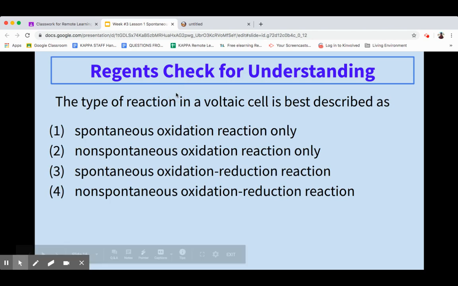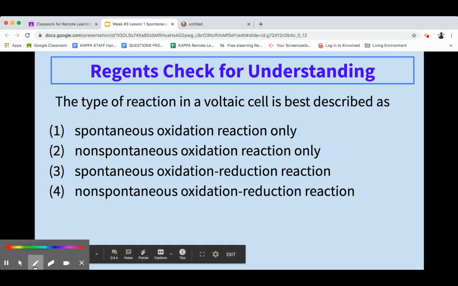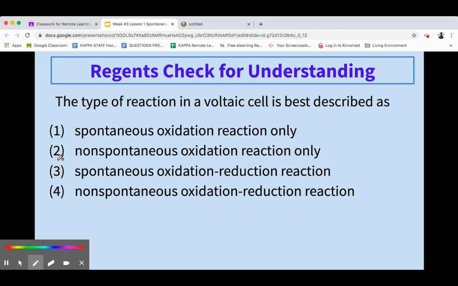Okay, check for understanding. The type of reaction in a voltaic cell is best described as, so we just compared two types of cells, voltaic to electrolytic. So in a voltaic cell, what happens? Voltaic cells are spontaneous, and they involve both oxidation and reduction. An electrolytic cell is non-spontaneous.